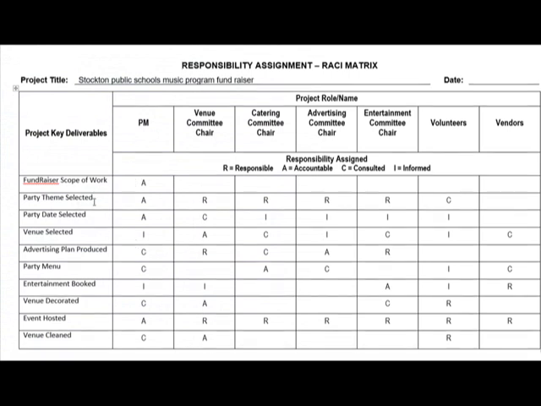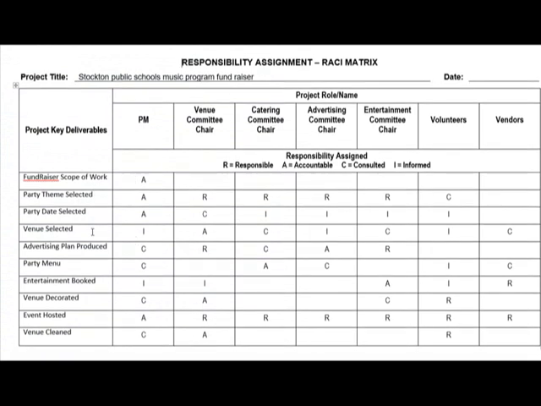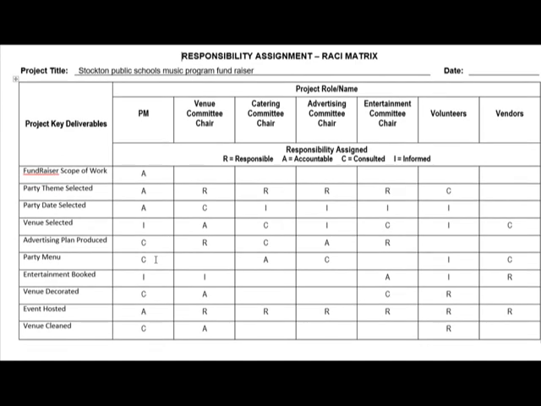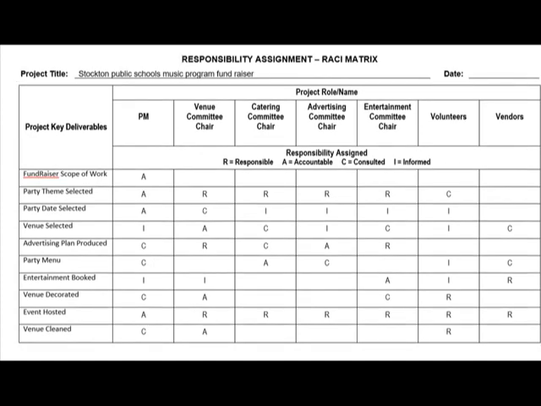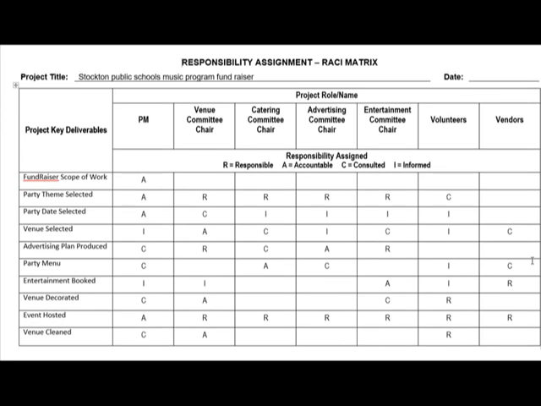But as we start moving through the party theme, the date, venue, the accountability starts to shift. The venue selection is the venue committee chair. The PM is informed, and the catering committee chair is consulted, as are vendors, which would be the various potential venues that we're examining. We have a party menu. That's the catering committee chair. They're consulting with the PM, probably on what's our budget, what can we spend, and the advertising committee chair, informing volunteers and consulting, again, with vendors, probably catering vendors.